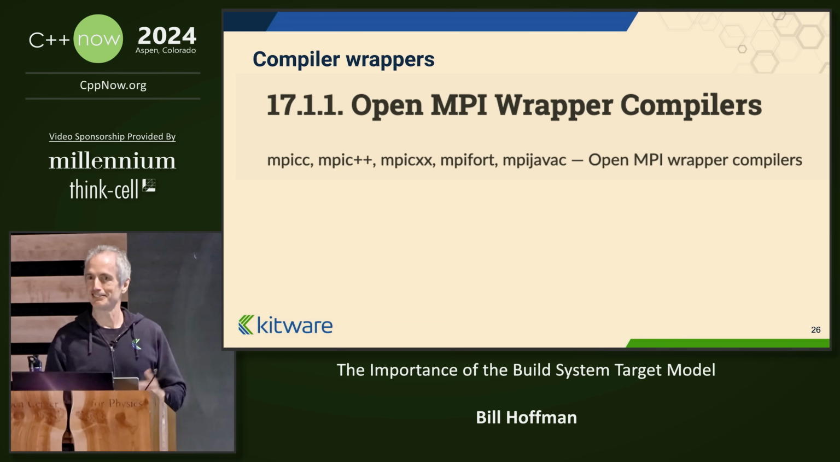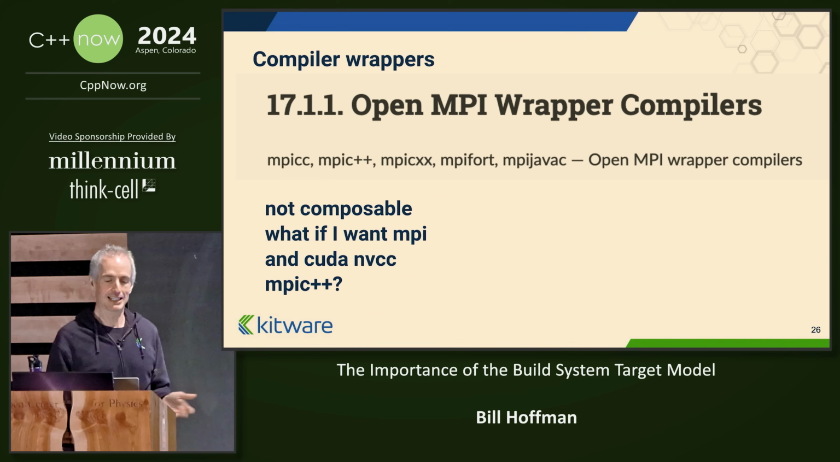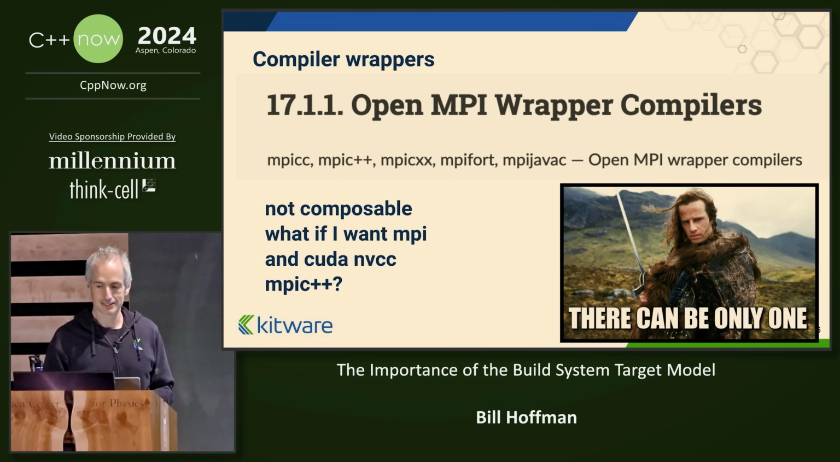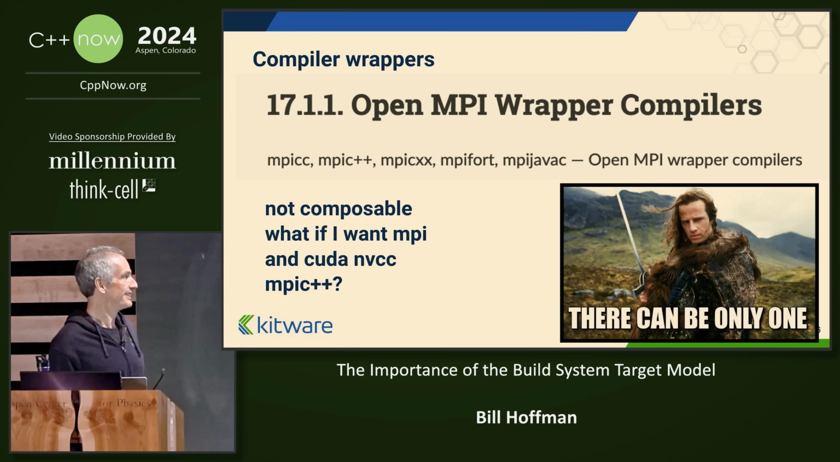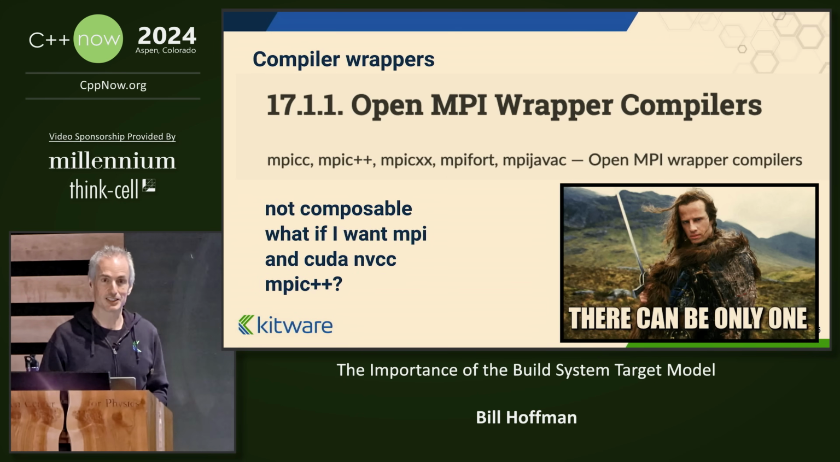Fantastic, right? It works great. But it's not composable, right? What if I want to use MPI in CUDA, which has NVCC? You've only got one driver here, right? There can be only one of these. So it's just not scalable to have compiler wrappers. But yet they still exist.